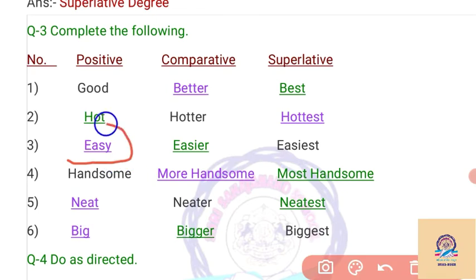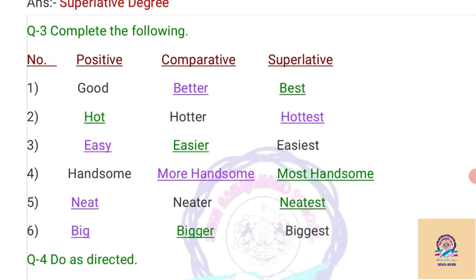Then easy, here y is given. So we have to remove y, y changes into i, and we have to add er in the comparative degree. So easy changes into easier. Then once again y changes into i, and we have to add est in the superlative degree here.